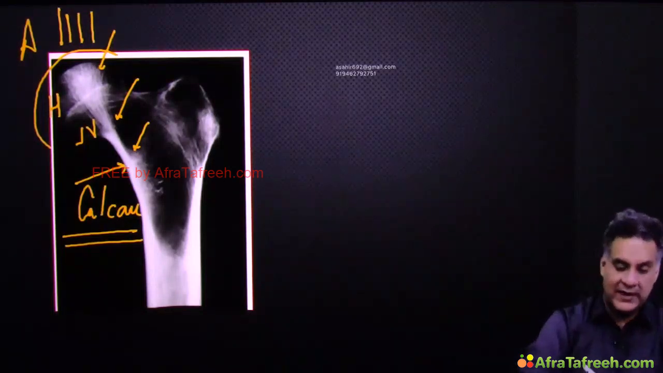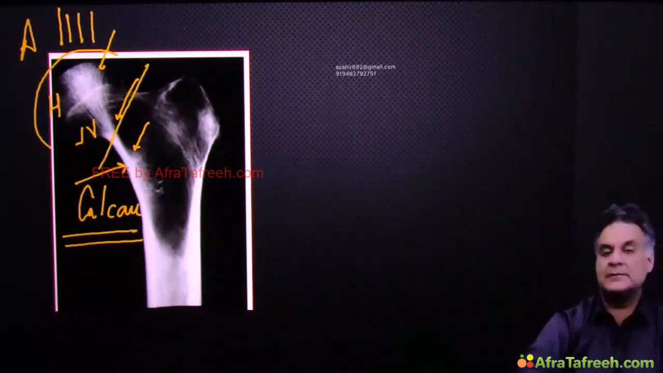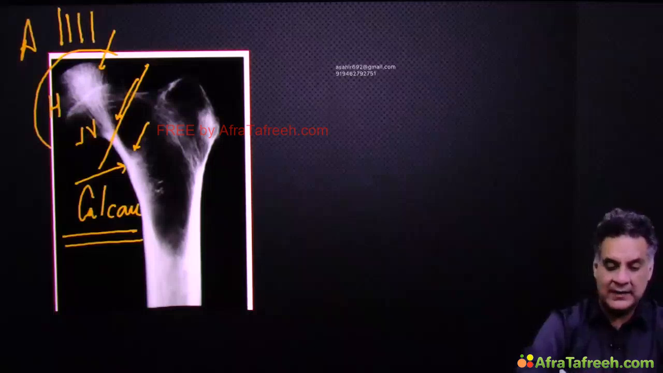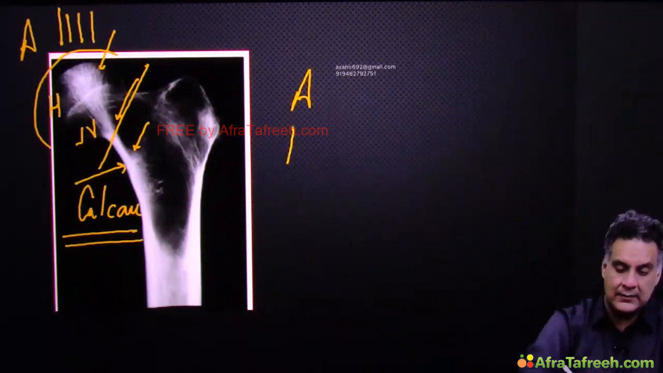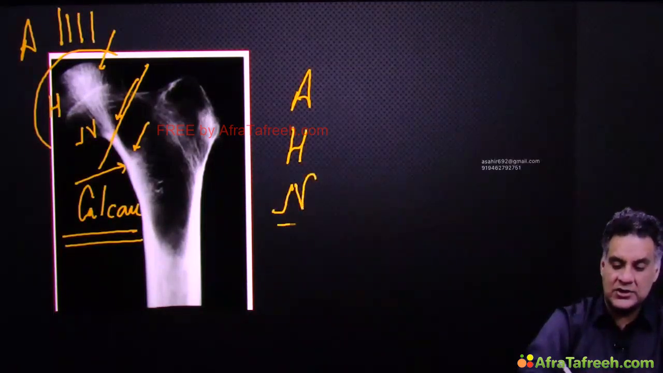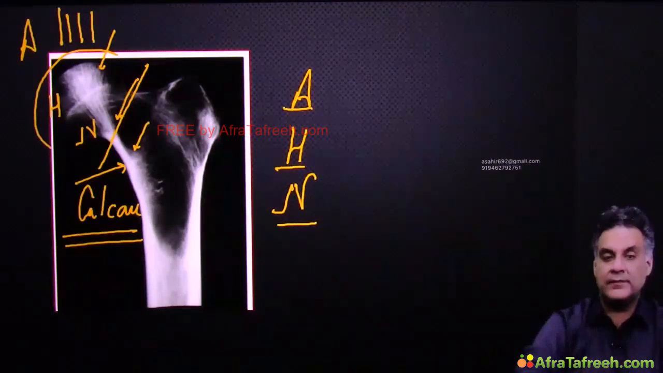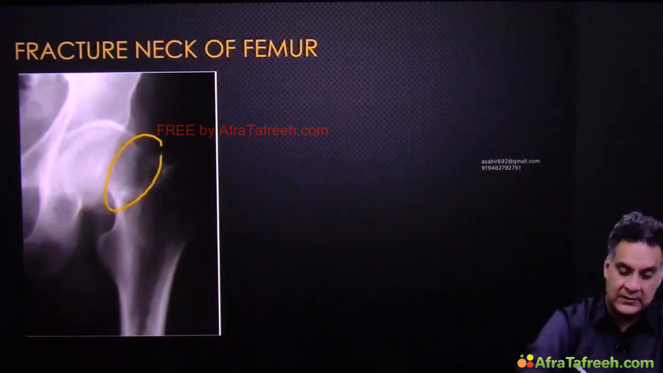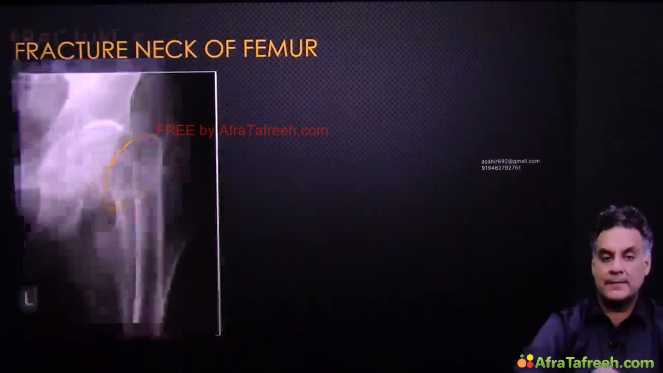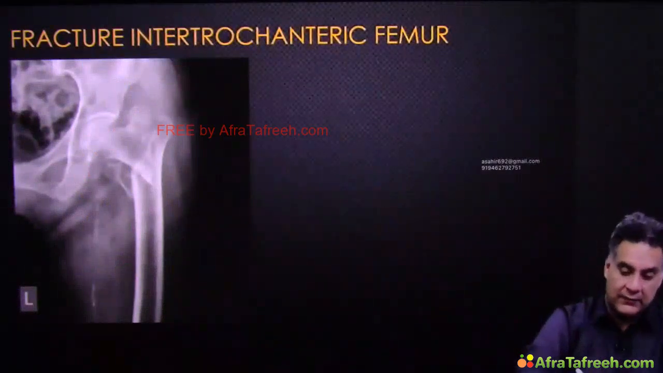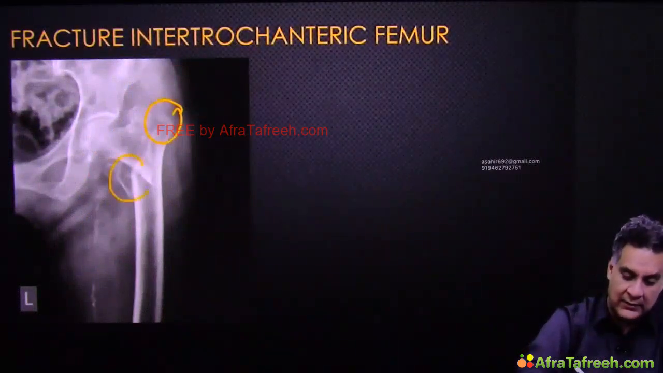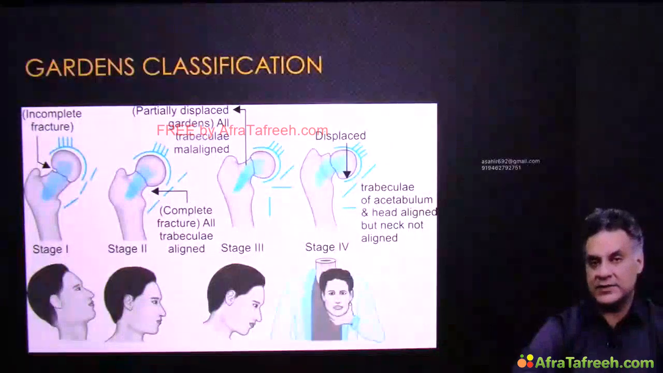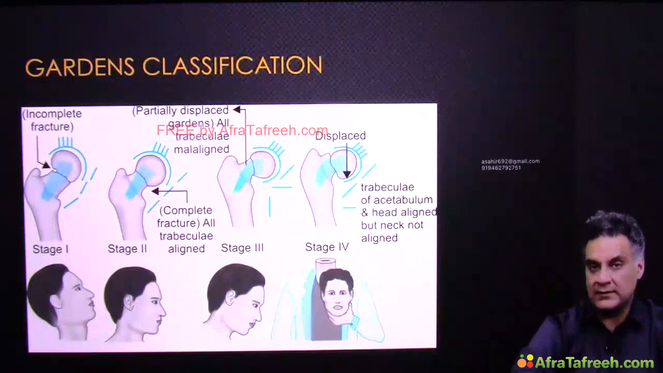When there is a fracture of the neck of the femur, the trabeculae between the acetabulum, head and neck, their relationship is altered. So this is how the neck femur fracture looks like. This is how the fracture to the intertrochanteric area looks like. And this is the Garden's classification for fracture neck femur.